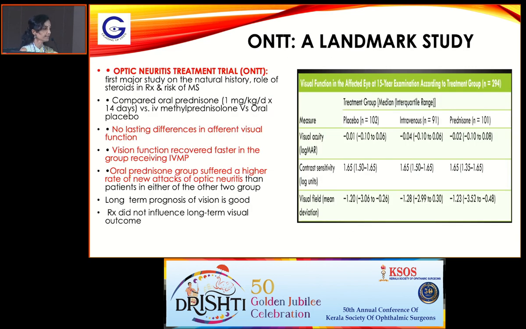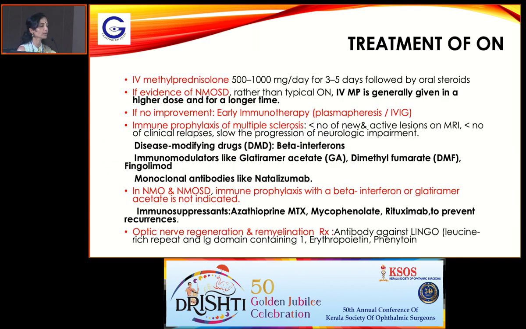So ONTT definitely gave us some gold standards about how to treat optic neuritis patients, and we still follow it. But in Indian patients, we do give IVMP for 5 days, and we do give it for a longer duration than the routinely prescribed 11 days. Now, treatment is very different for MS, for NMO, and for MOG. So if it is MS, you offer immune prophylaxis after the initial IV steroids. So you have disease-modifying agents like beta-interferons and immunomodulators like glatiramer acetate and dimethyl fumarate and fingolimod and monoclonal antibodies.